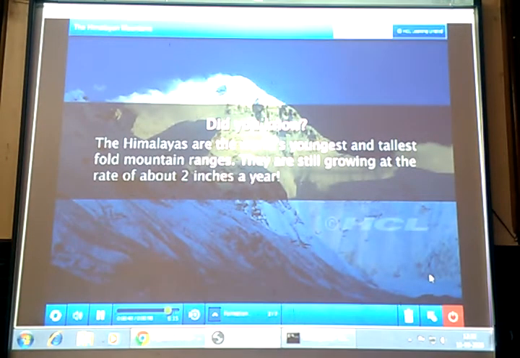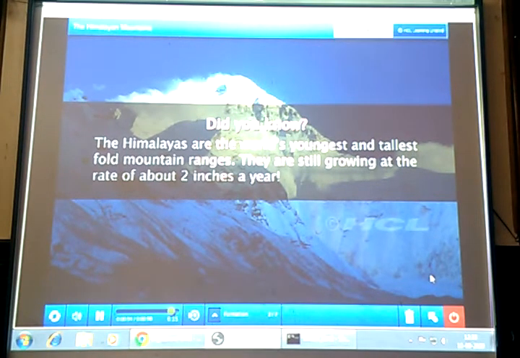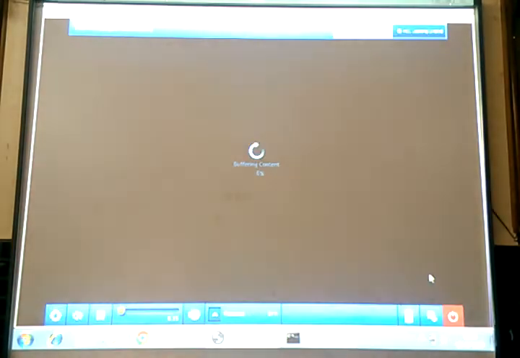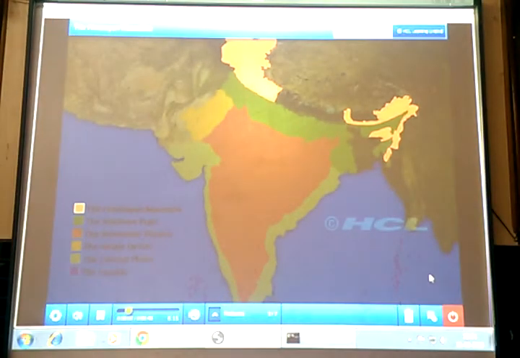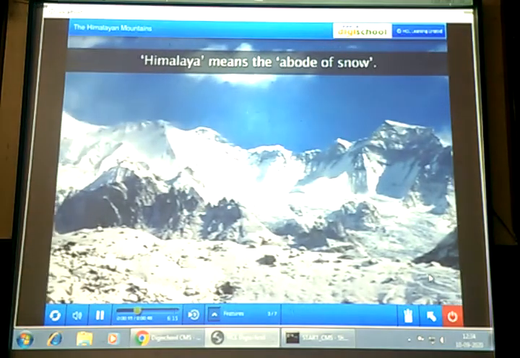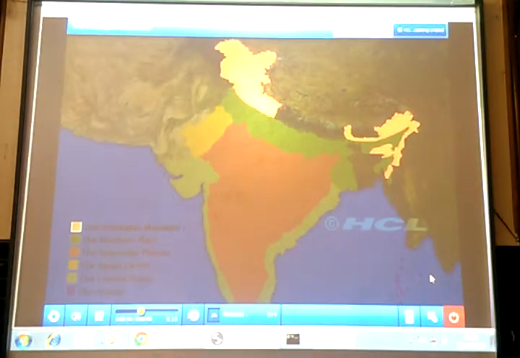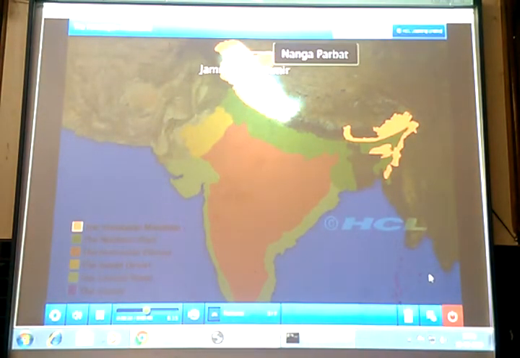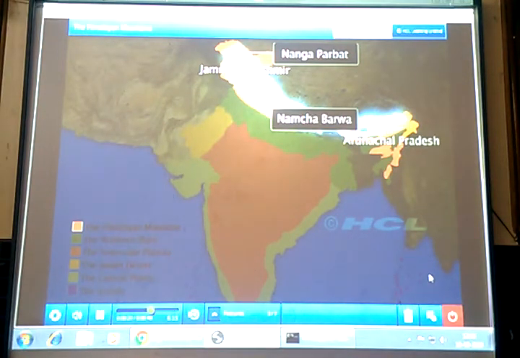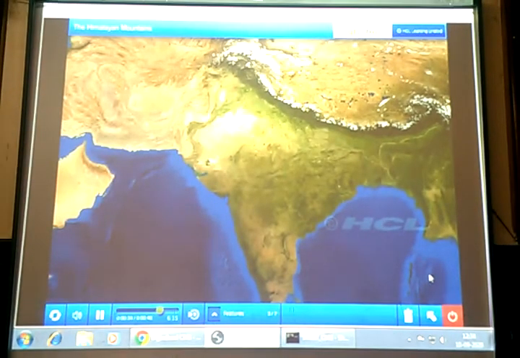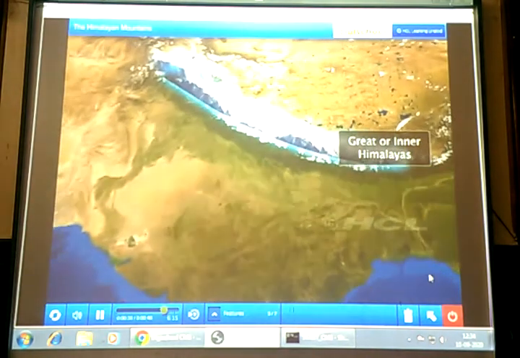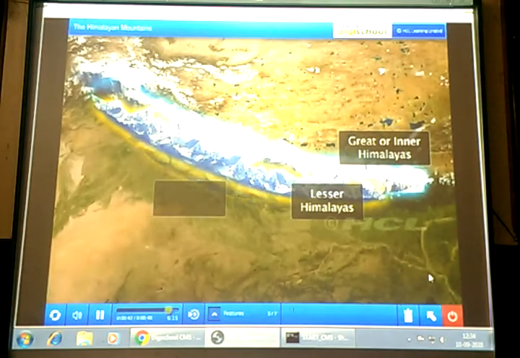The Himalayas are the world's youngest and tallest fold mountain ranges. They are still growing at the rate of about 2 inches a year. The Himalayan Mountains are one of the major physiographic divisions of India. Himalaya means the abode of snow. The Himalayas run in a west-east direction from Nanga Parbat in Jammu and Kashmir to Namcha Barwa in Arunachal Pradesh. The Himalayas consist of 3 parallel ranges in their longitudinal extent. They are the Great or Inner Himalayas, the Lesser Himalayas, and the Outer Himalayas.